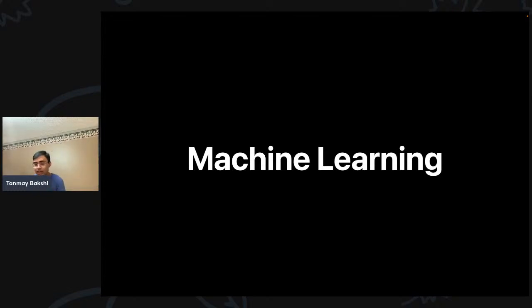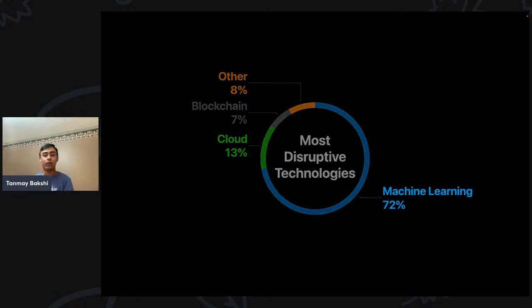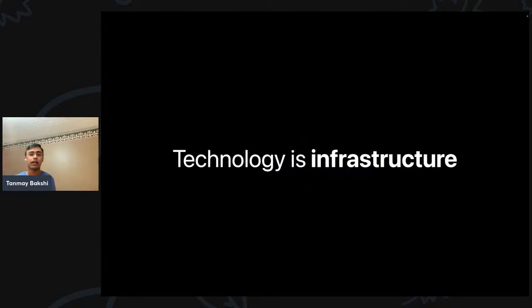And one of the reasons that I think this is such an important technology is because of how fundamental it is, meaning it can have an impact across all kinds of domains. Over 72% of organizations, for example, vote machine learning as the most disruptive technology out there today. And when I saw that stat for the first time a little while ago, I had to answer why. Why exactly do 72% of organizations just happen to agree that machine learning is the most disruptive technology out there? And in my opinion, it's really because technology in general is infrastructure.